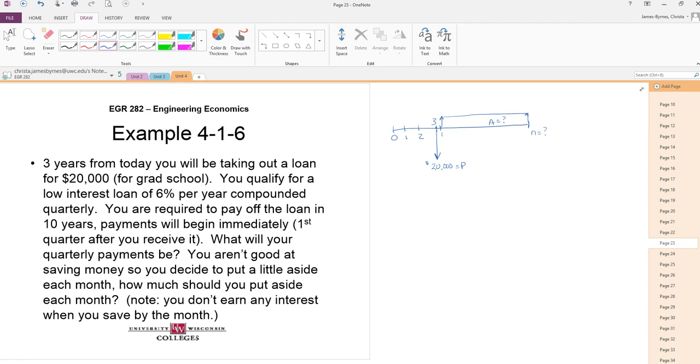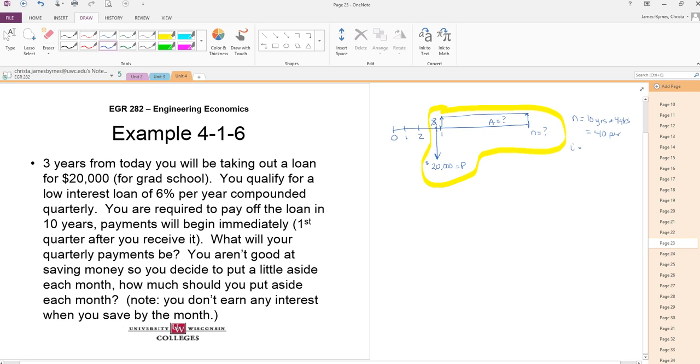But for the effect of this problem, this is where the problem lies. This is the cash flow for the problem. That it happens in year 3 is really inconsequential. So my N is going to be 10 years times 4 quarters per year, 40 periods. My I is going to be 6% divided by 4 quarters per year. So my I is 1.5% per quarter.